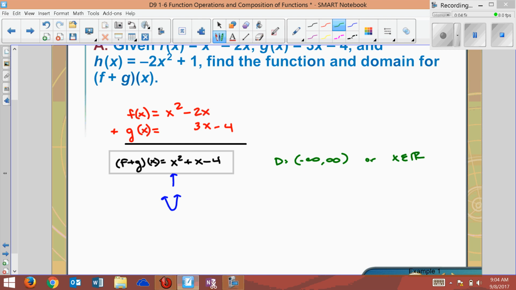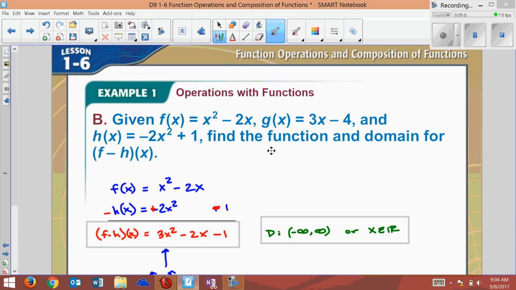and this is set builder over here, this is interval notation there. That's how you'd write it those two ways. So now I got the domains for both of those. Let's look at part C.